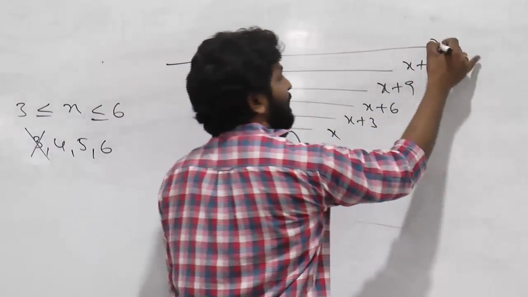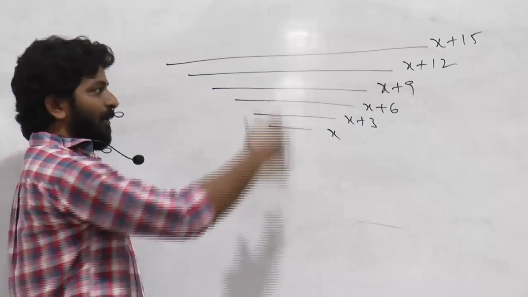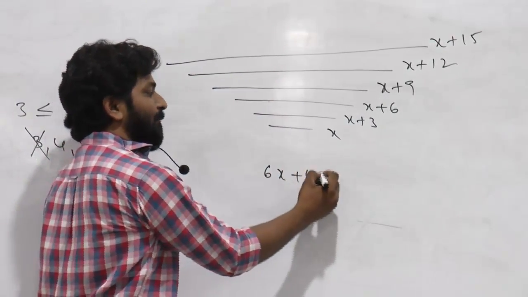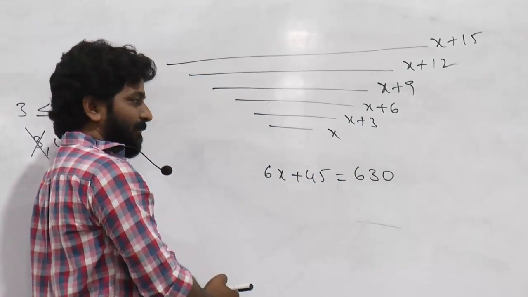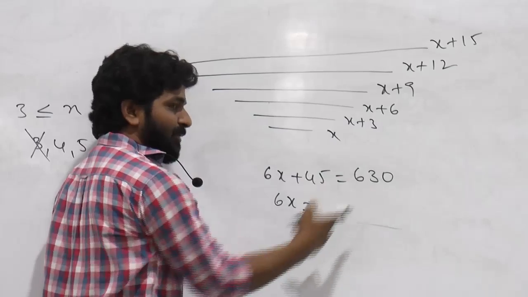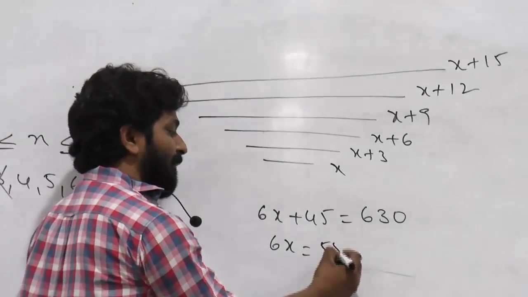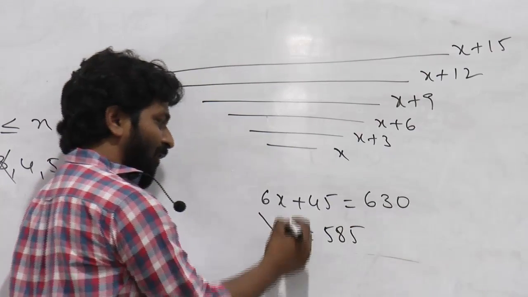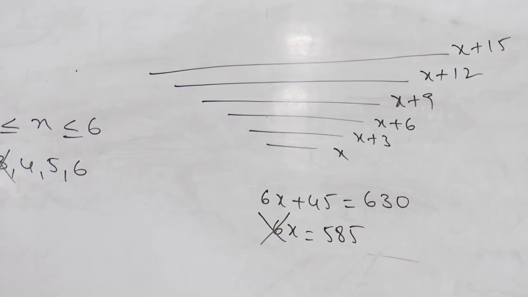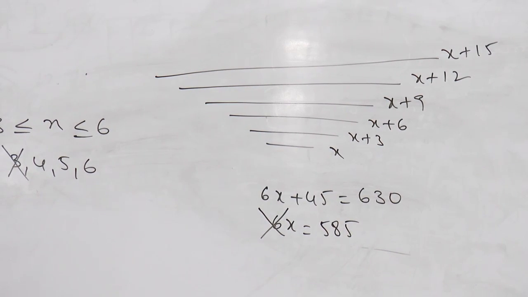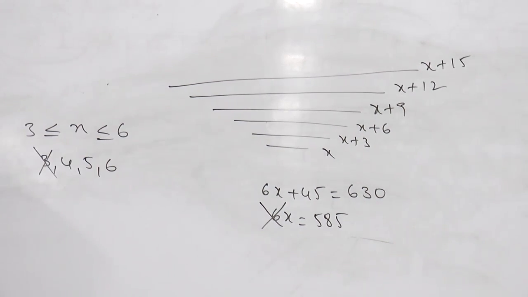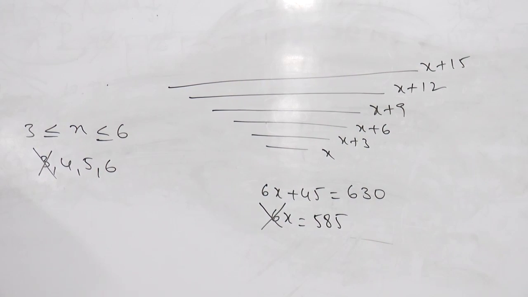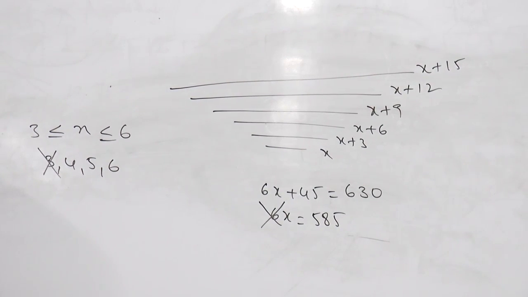If you have 6 rows, that will have x plus 15. How many students, how many persons are there? 6x plus 45 is equal to 630. Plus 45 goes to the right hand side, that becomes minus. So that becomes 585. Is this a multiple of 6? This is an even number, this is an odd number, this is not at all possible. 6 rows is not possible. You can arrange them in 3 rows, 4 rows, 5 rows, but not in 6 rows. So the number of rows that is not possible is 6. Is that fine?